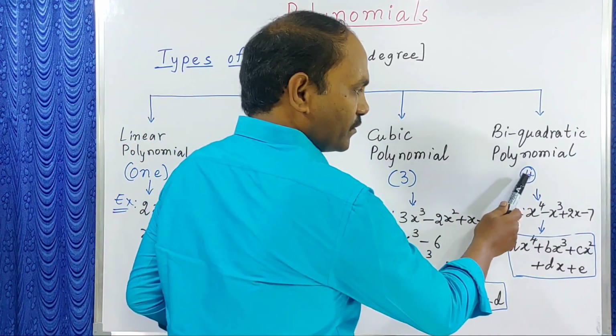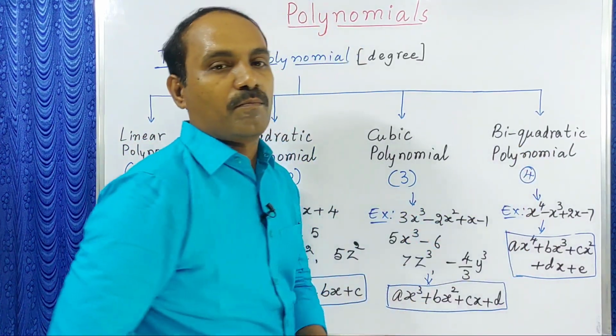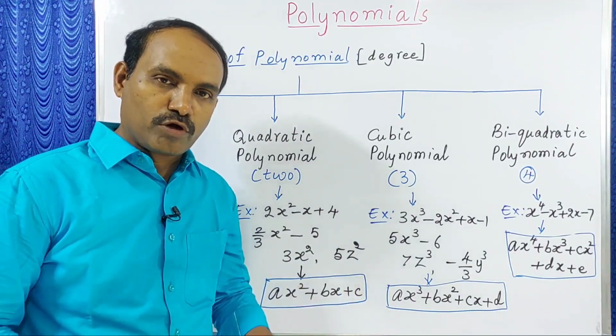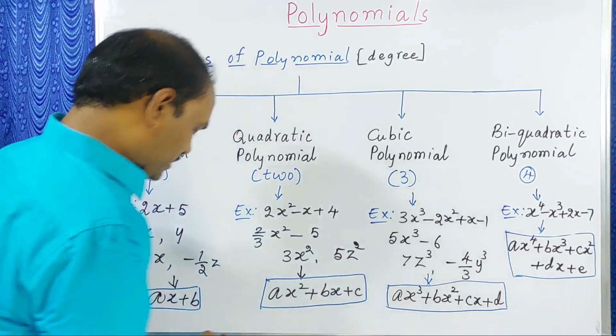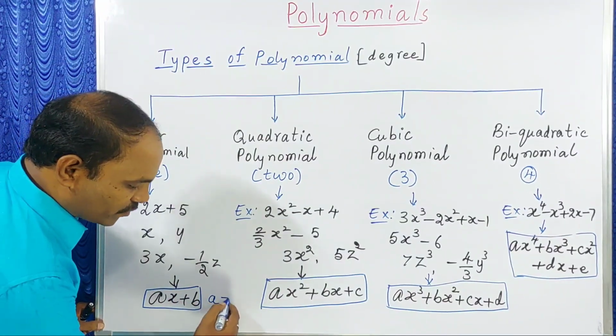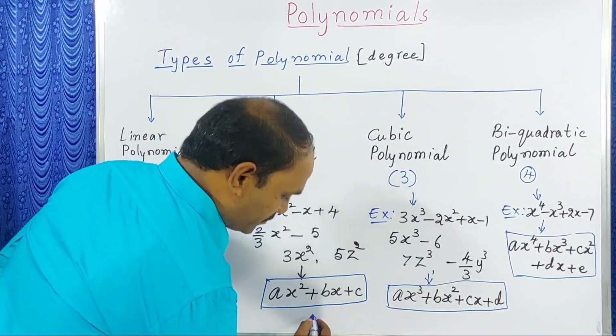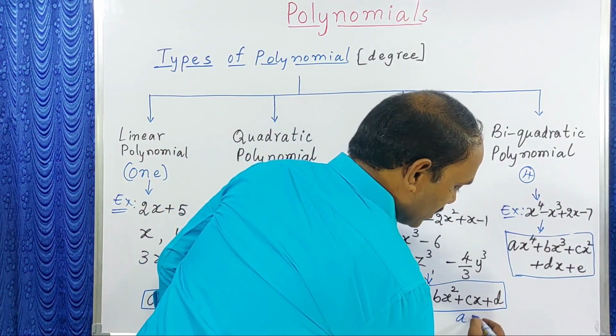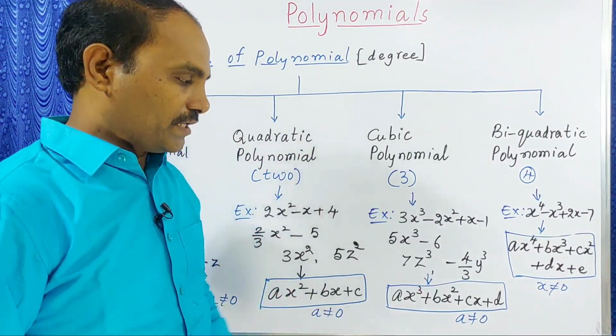If degree is 4, then it is called biquadratic polynomial. Yes, here for the general form one more condition is applicable. What is that? Here a is not equal to 0. In every general form, a is not equal to 0. Why not equal to 0?